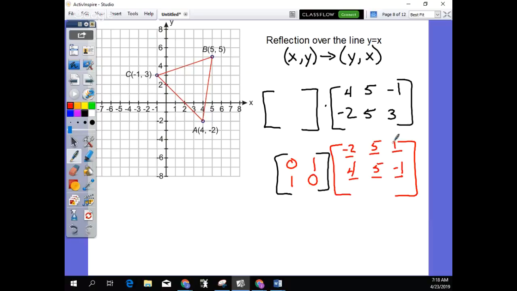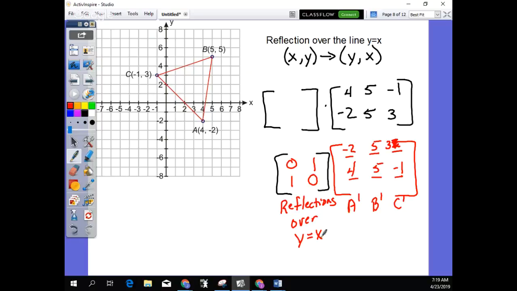Why did I put a 1 there? Sorry. Go back to this. 0 times -1 is 0. 1 times 3 is 3. That should be a 3 there. There we go. So there is our A prime, B prime, and C prime matrix. This right here is going to be the matrix we're going to use all the time for reflections over y equals x.